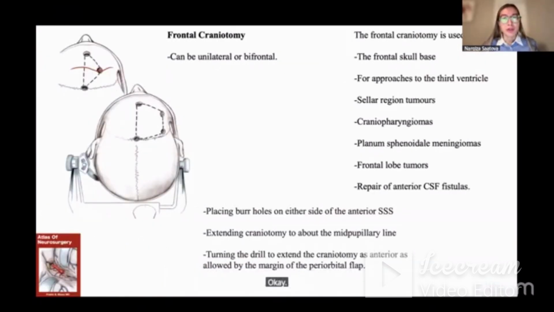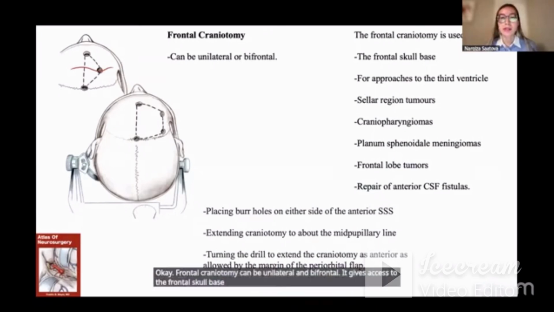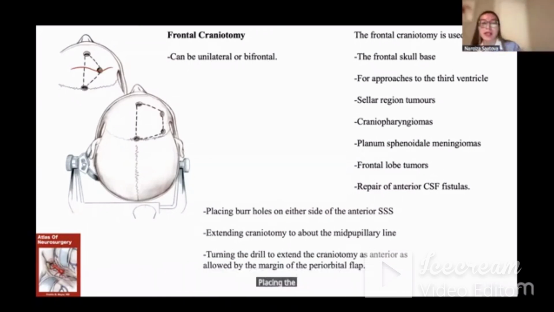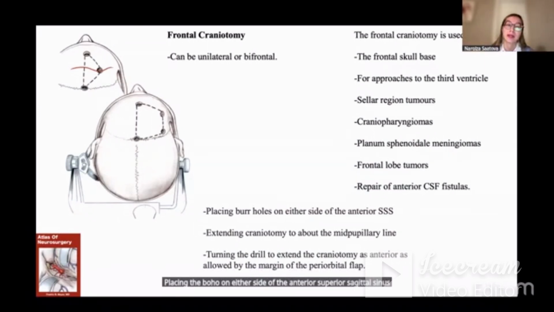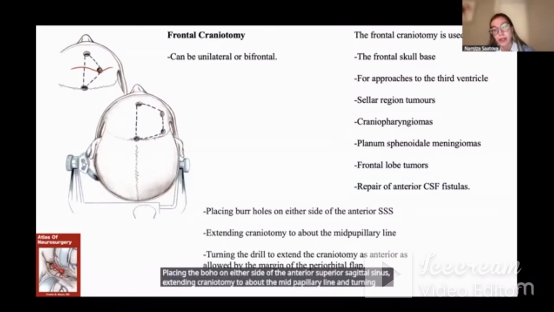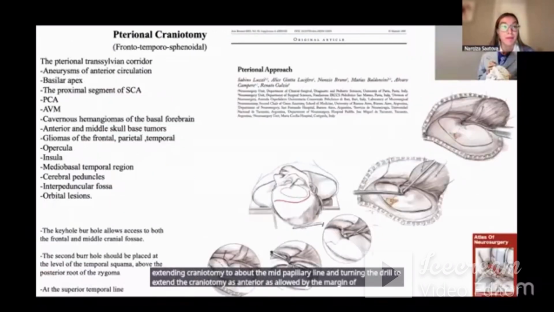Frontal craniotomy can be unilateral or bifrontal. It gives access to the frontal skull base, approaches to the third ventricle, sellar tumors, craniopharyngiomas, planum sphenoidale meningiomas, frontal lobe tumors, and repair of CSF fistulas. Place the borehole on either side of the anterior superior sagittal sinus, extend the craniotomy to about the midpupillary line, and turn the drill to extend the craniotomy as anterior as allowed by the margin of the periorbital flap.